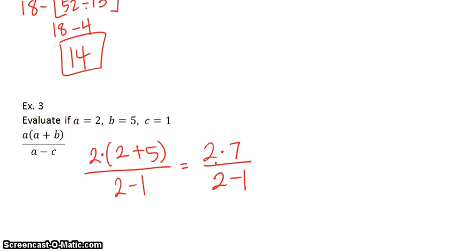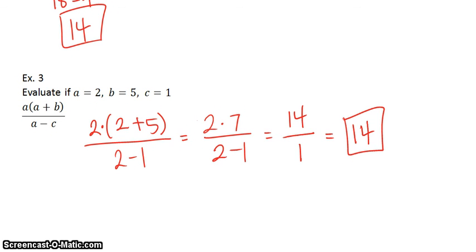Now you see we have that fraction bar. The fraction bar tells us that we have to simplify the top and simplify the bottom separately before we divide. So I'm going to simplify the top, which is 2 times 7 is 14, and I'm going to simplify the bottom. 2 minus 1 is 1, and what's 14 divided by 1? It's 14, so we have to simplify that. Okay, so there we go. There you have it.